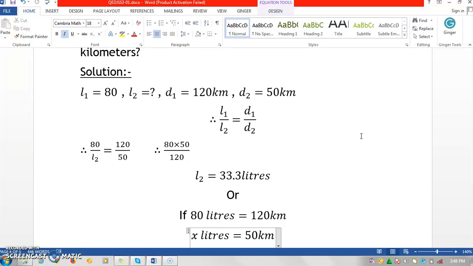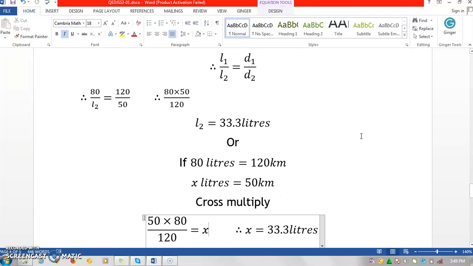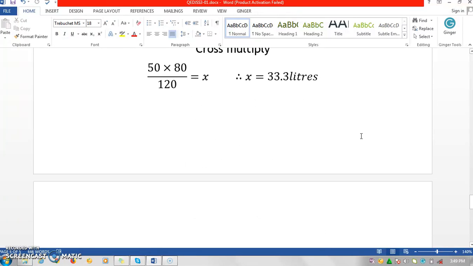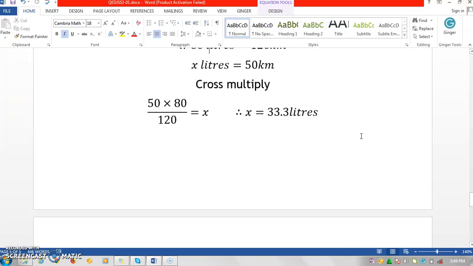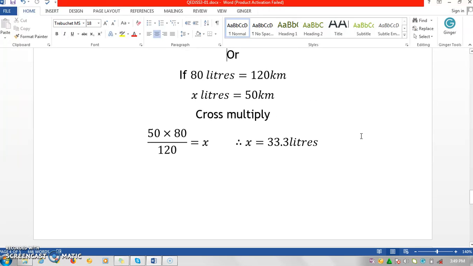Please take note that when L1 is up, D1 will be up. When L2 is down, D2 will be down. The variables must align. But we can easily say, if 80 liters of fuel is used for 120 kilometers, then X liters will be used for 50 kilometers. So from there, we just cross multiply. So we have 50 times 80 equals 120 times X. From there, we divide both sides by the coefficient of X, and that will give us 50 times 80 divided by 120, which is equal to X. And then our X will be 33.3 liters.